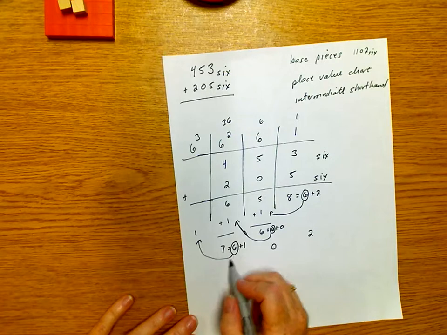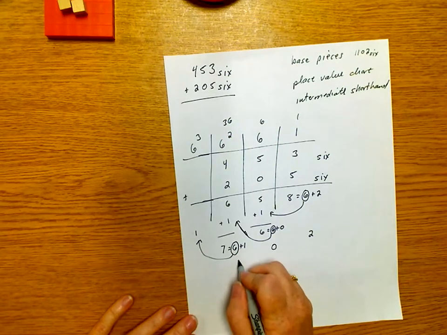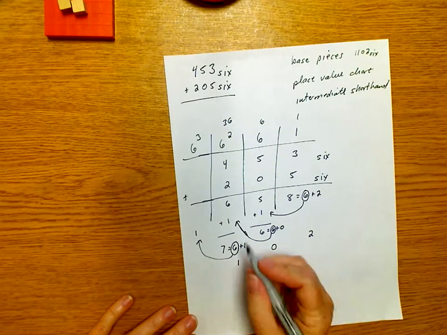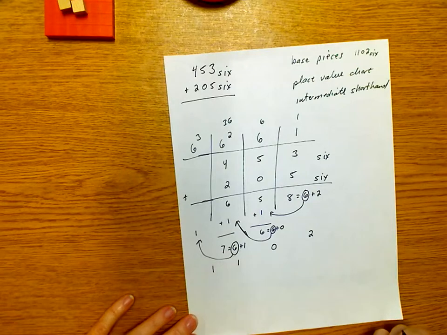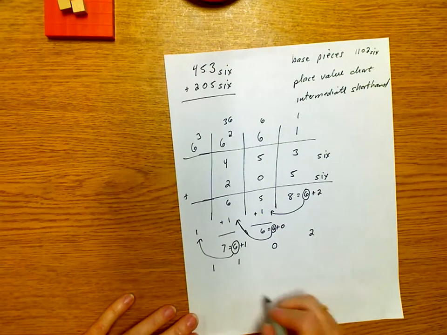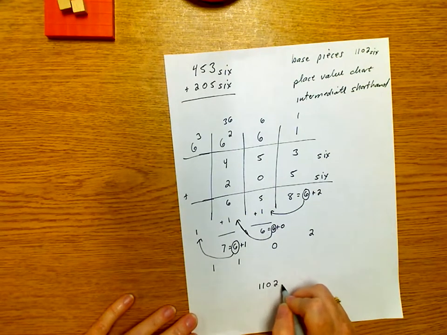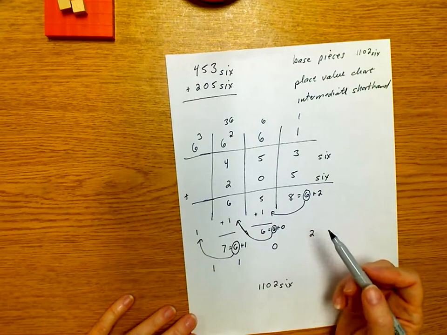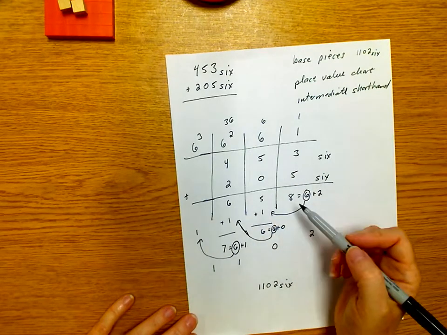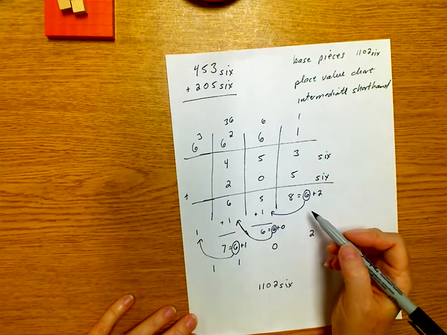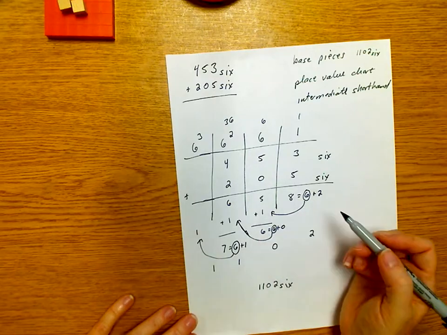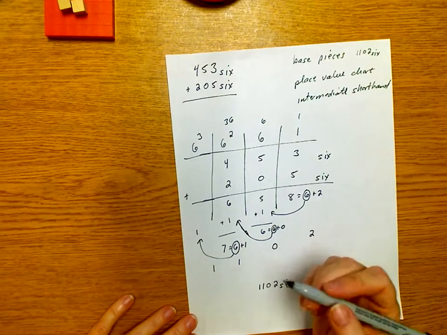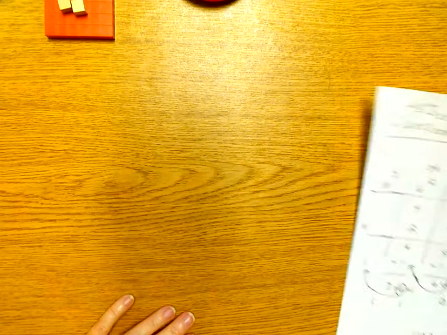Those 6 flats get exchanged for 1 cube. I have 1 flat left in the flats column and my 1 cube that I created from exchanging those 6 flats. So again, my answer is 1102 base 6. And we should get the same answer, and we should be able to see in our place value chart the symbolic representation of what we went through with the physical objects that were the base pieces.